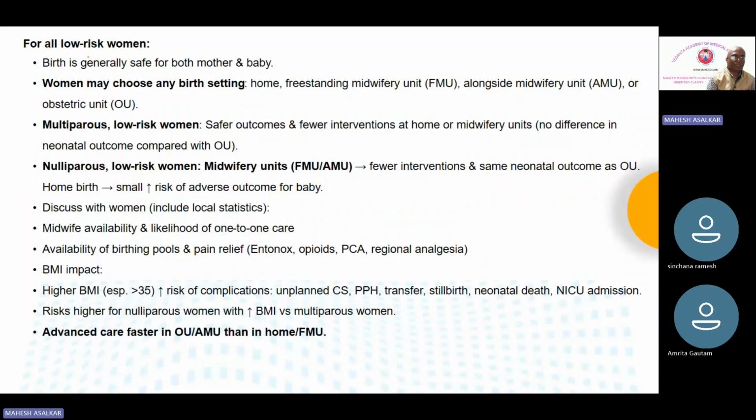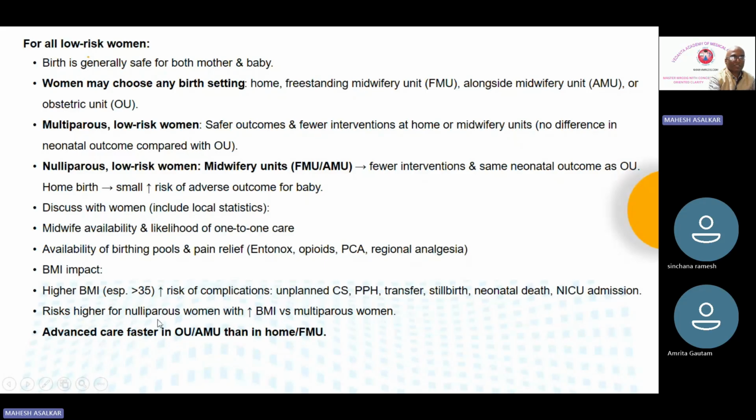The higher the BMI, especially more than 35, it increases the risk of complications: unplanned cesarean sections, postpartum hemorrhage, risk of transfer to obstetric units, stillbirth, neonatal death, NICU admission. The risk is higher for nulliparous women with increased BMI versus multiparous women, and advanced care is faster in obstetric or alongside midwifery unit than home or FMU.